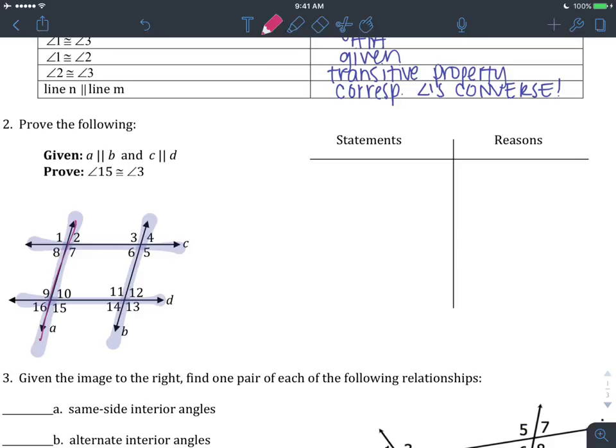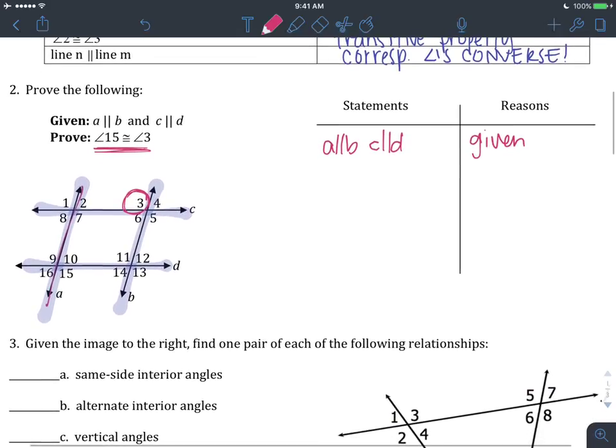So if that is true, then we're going to start with our two givens. A is parallel to B, C is parallel to D, and that is given. We are trying to prove that 15 and 3 are congruent. So I'm going to start just with angle 3. And I don't know if I said this, but you can solve this multiple ways. So this is just one way.